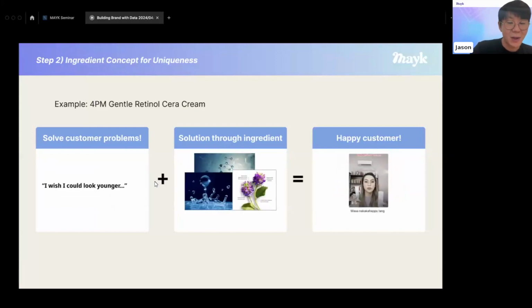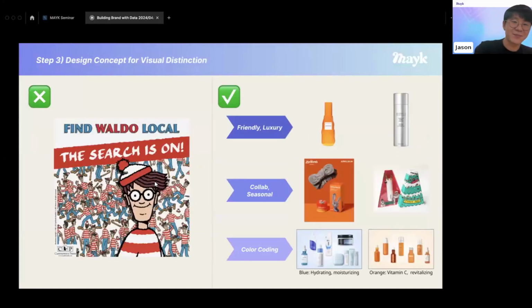This is an example of how we decided on the ingredients. So we picked the problem: I wish I could look younger. And for our product, we picked bakuchiol and retinol, which are very great anti-aging ingredients. And then we also mixed in ceramide. Since retinol and these anti-aging products are very harsh on the skin, we thought we could combine all of these ingredients to make a more differentiating product in the market. And eventually we were able to get good results out of that.